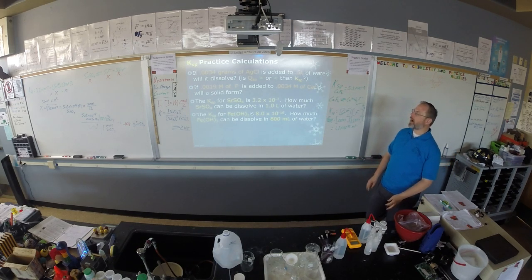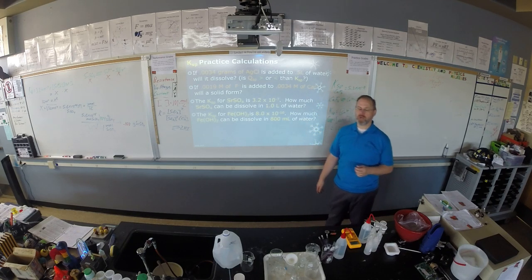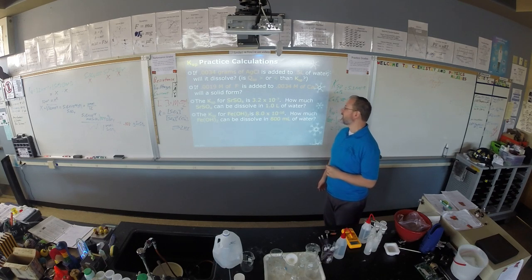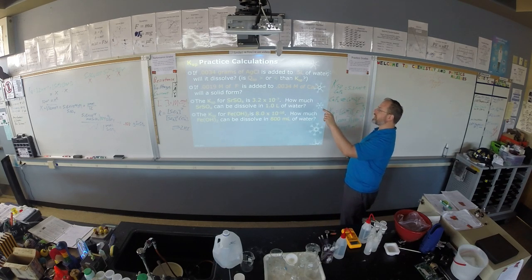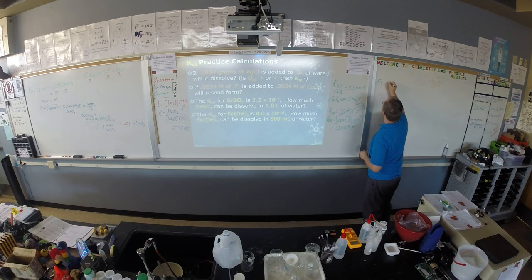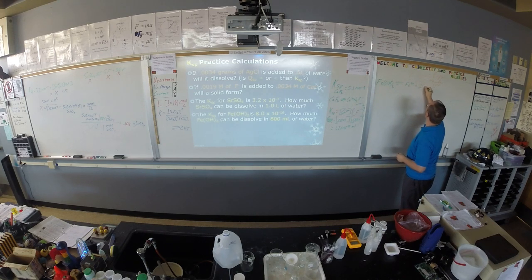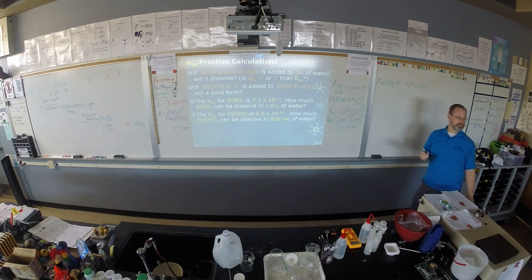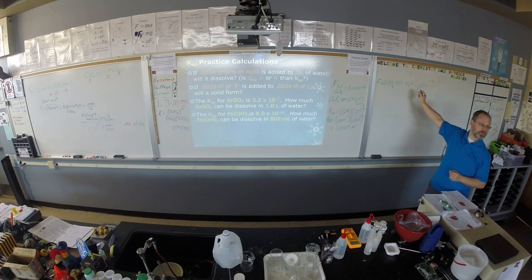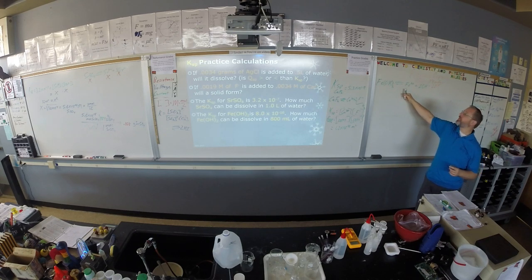The Ksp for iron(II) hydroxide is 8 times 10 to the negative 16. How much iron(II) hydroxide can be dissolved in 800 milliliters of water? Same system, but now we have Fe(OH)2 in equilibrium with Fe2+ and 2 hydroxides. Can you see that? So iron(II) hydroxide is in equilibrium with the iron ion and 2 hydroxide ions.